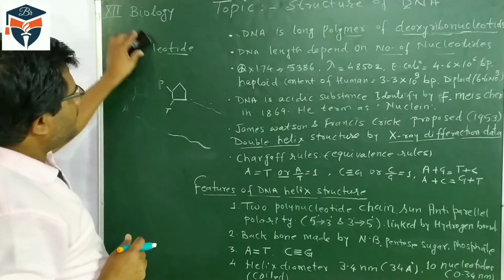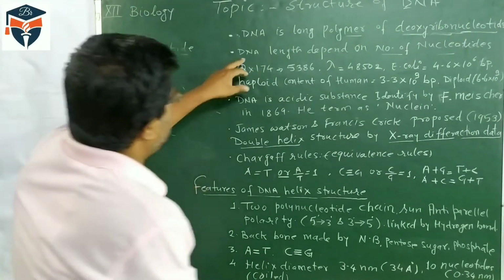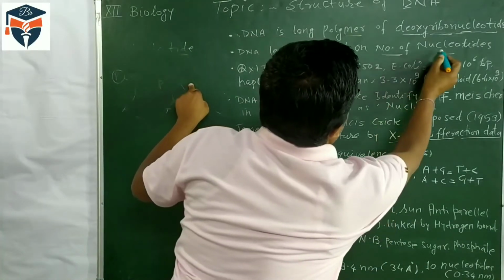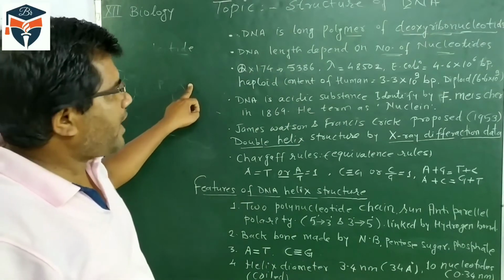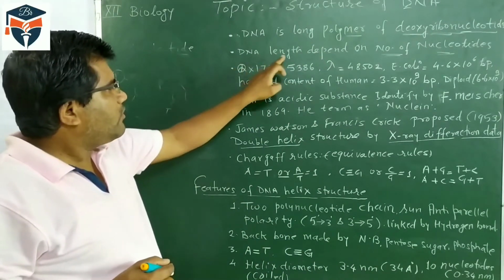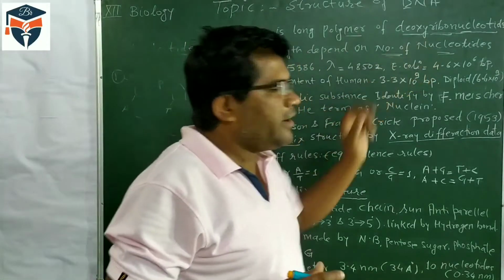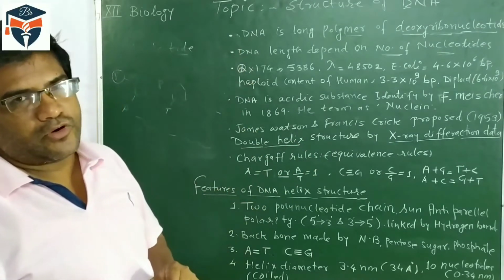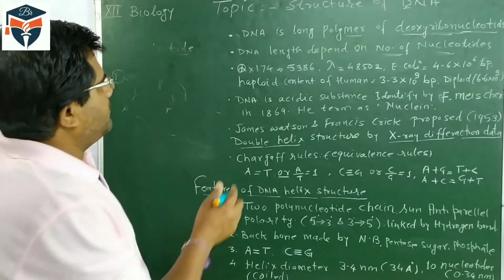Second, DNA length depends on the number of nucleotides. How many nucleotides are present determines the length of the DNA. If there are more nucleotides, the length will be more, and if there are fewer nucleotides, the length will be less. Look at one example.